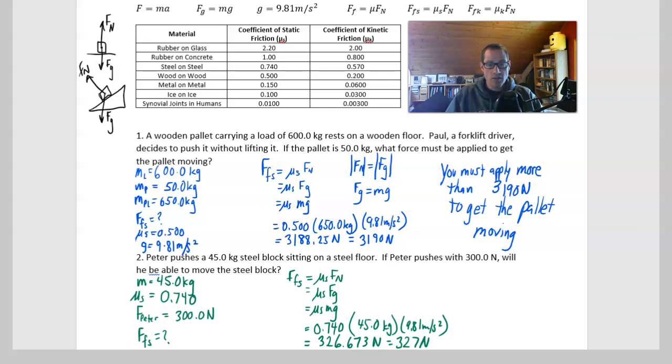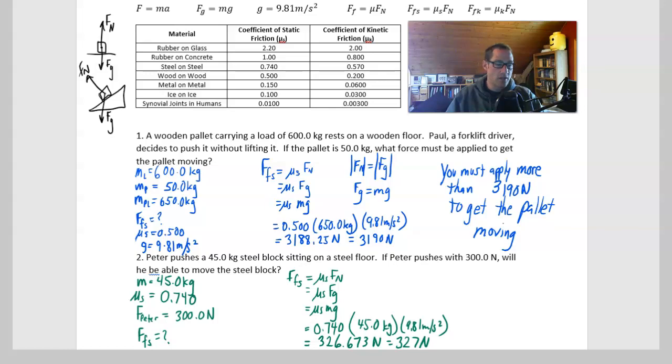And the question is, what does this mean? How do we answer this question? Well, this means that in order to move the 45 kilogram steel block that's on the steel floor, we would have to overcome 327 newtons of force just to get it moving. Once it is moving, the coefficient of kinetic friction is actually less, and so the force needed to keep it moving is actually less than this. But in order to move it, we needed 327. Unfortunately, Peter can only push with 300, and so he will not be able to move the block.